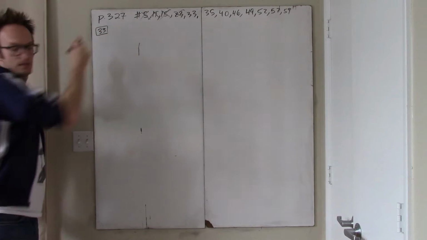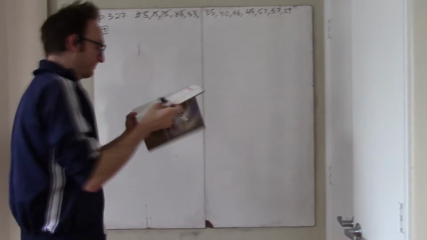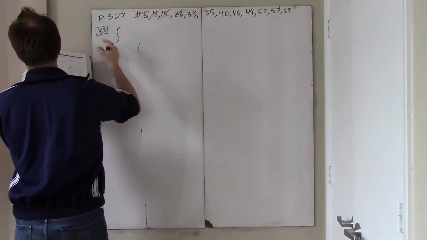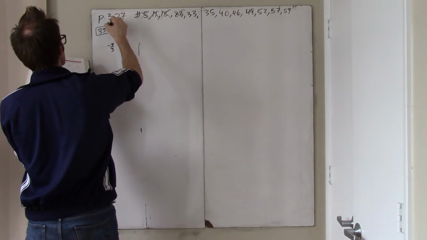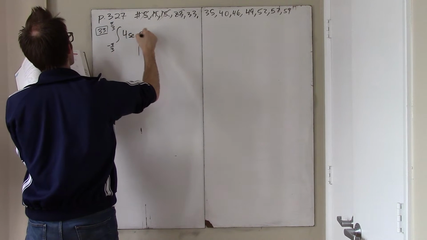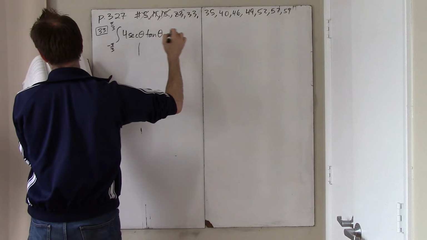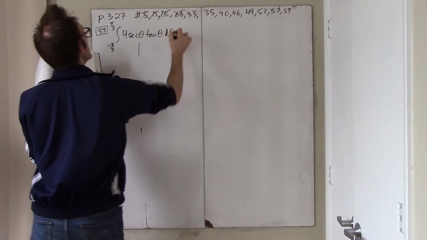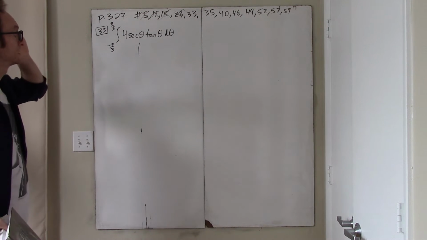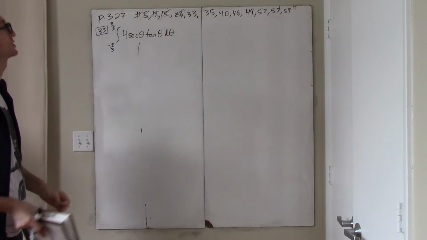33. Good. 33. Okay, now we're getting to some hard stuff. So here we have the integral from negative pi over 3 to pi over 3 of 4 secant theta tan theta d theta. Okay, let's not talk about it, let's just do it.